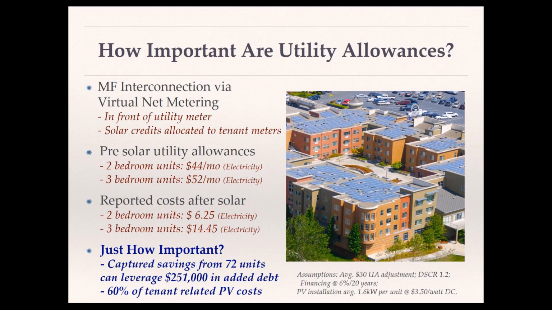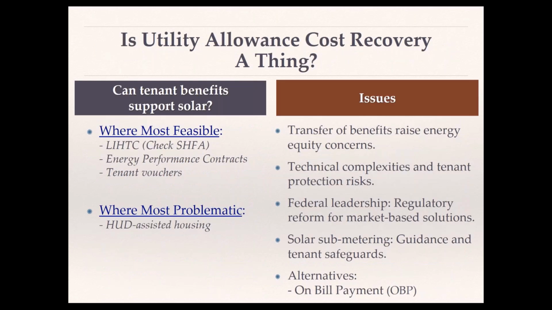To put that in another perspective, assuming a $3.50 a watt installed cost for the solar system at 1.6 kW per unit, you're covering about 60% of those tenant solar costs. So it represents a fairly big cash flow opportunity, and it's not surprising that property owners want to look at this.